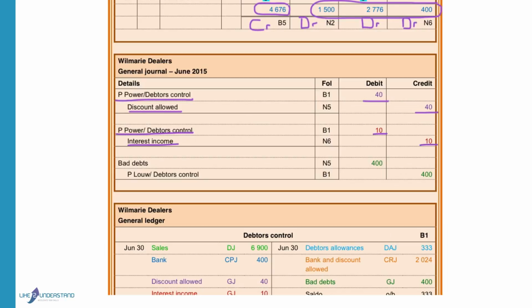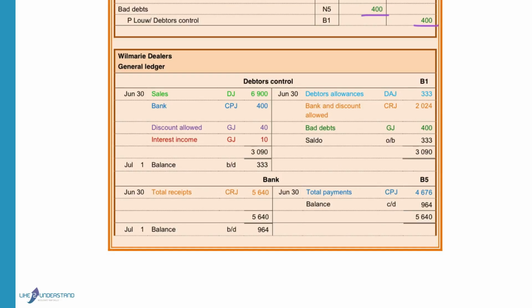If we decide to write off the debt of a debtor because they can't be found or they are insolvent and we will not get the money from them, we have to reduce the debtors on the credit side to show that they don't owe this money anymore, and we will increase bad debts on the debit side because bad debts is an expense.